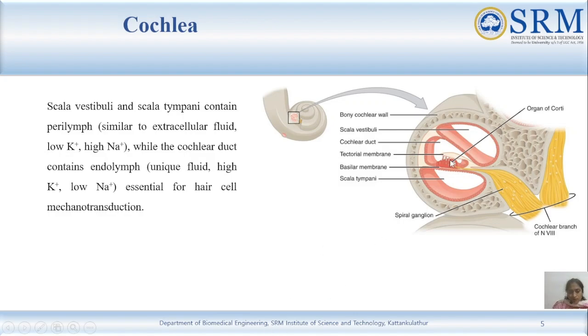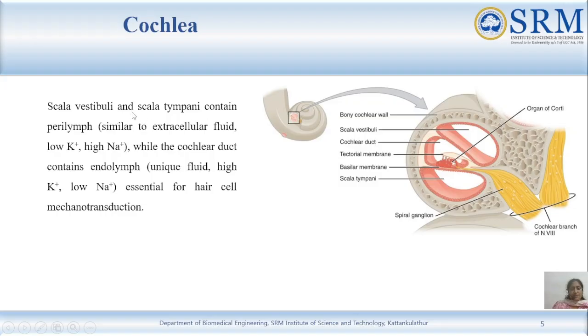So this is the organ of Corti. The organ of Corti basically consists of sensory epithelial cells, which contain the hair cells, and this helps to convert the mechanical vibration into electrical signals. And then there is also the spiral ganglion, and these are a cluster of sensory neurons which help to transmit the auditory signals from the hair cells to the brain. And then finally we have the cochlear branch of CN8, and these are the auditory nerve fibers, and they carry the sound information to the brainstem.